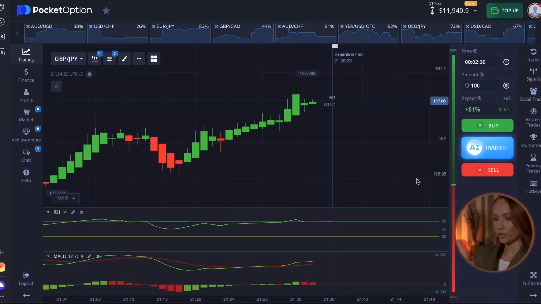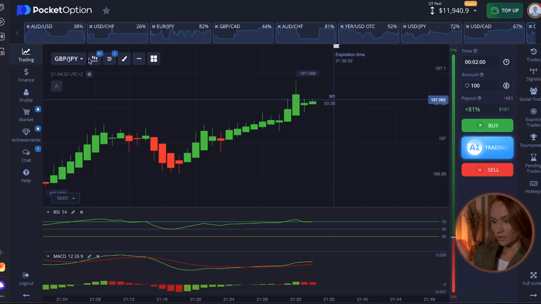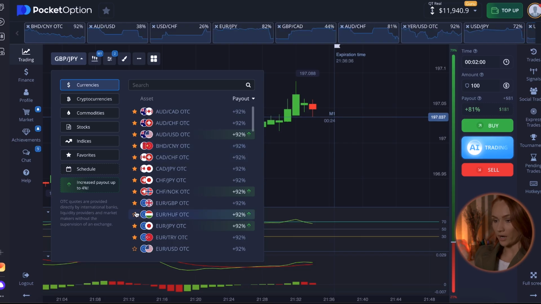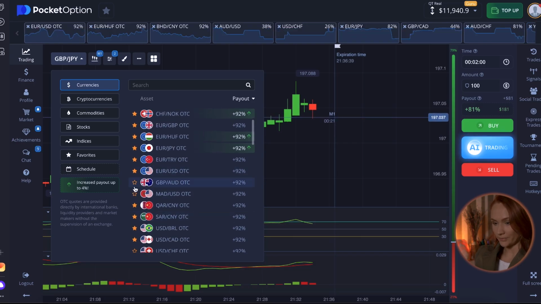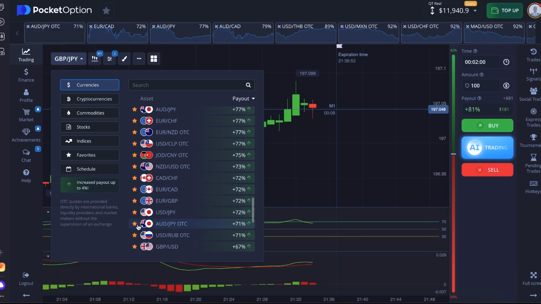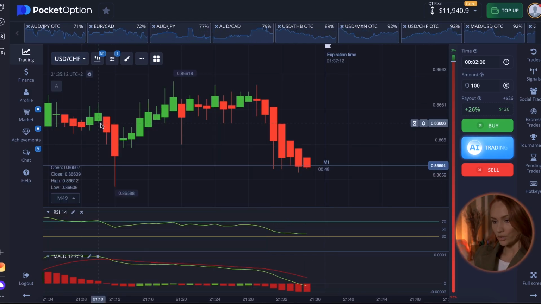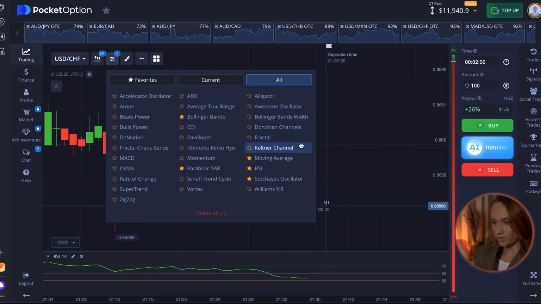So, let's move on to practice and enter real deals. To begin with, I am going to open currency pairs with a payout higher than 70%. Next, we need to open two indicators. Here is RSI, we have it open, and the next indicator is EMA.